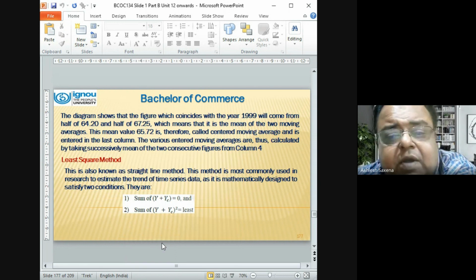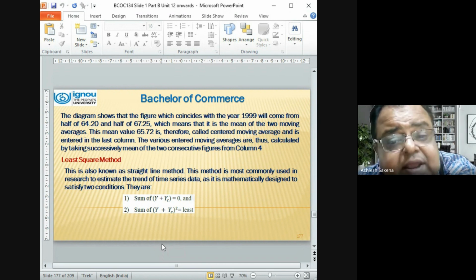If we talk about the least square method, this is also known as the straight line method. You have seen it in regression. This method is most commonly used in research to estimate the trend of time series data.